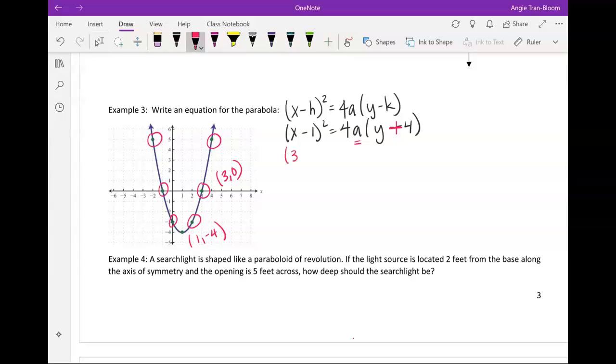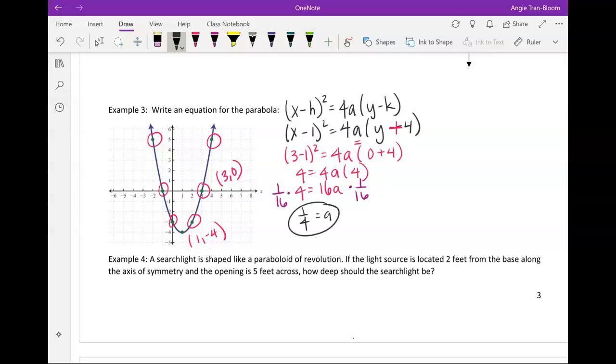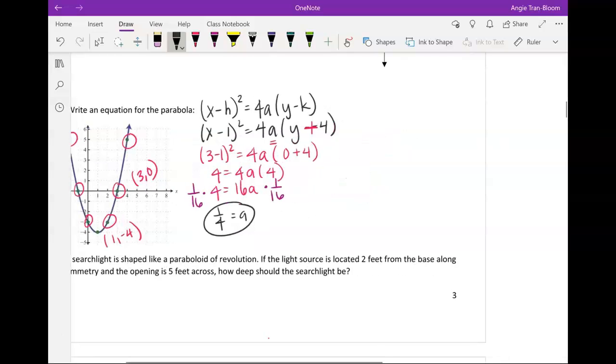So x is 3, (3 minus 1) squared equals 4 times a, times y, which is going to be 0 plus 4. This is going to be 3 minus 1 is 2, 2 squared is 4, equals 4a times 4. That's 4 equals 16a. To get rid of 16, we are going to multiply by 1/16 or divide both sides by 16. This will give us 4/16, which is a quarter. So your a is a quarter. Then all we have to do is plug it back in.